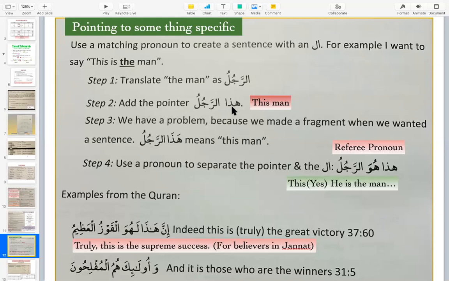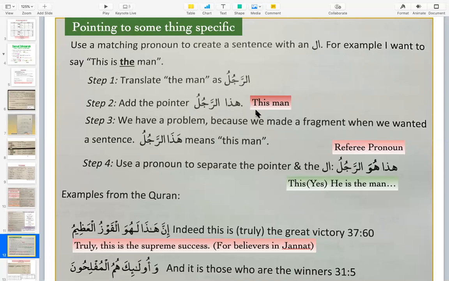But haza, and now ar-rajulu, so after haza, when I see al, then this is not a sentence anymore, this is a fragment. So the translation would be this man, but I want to say this is the man.